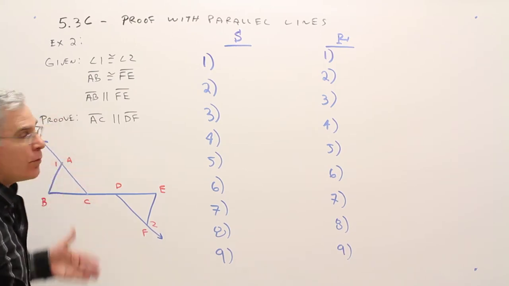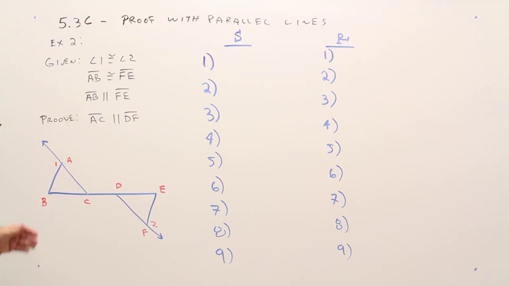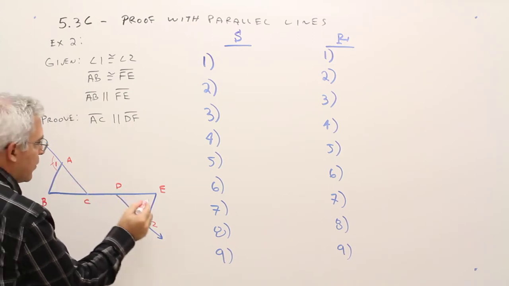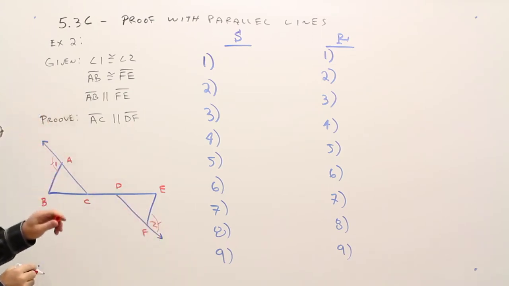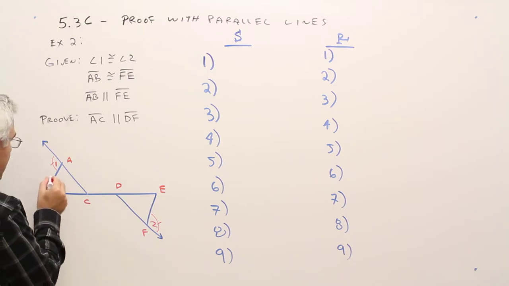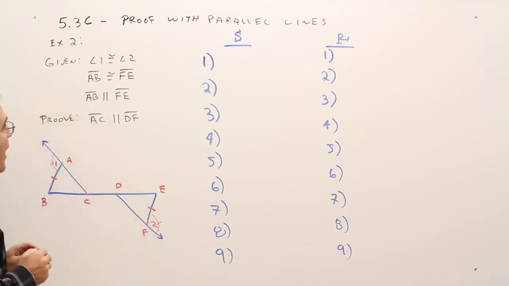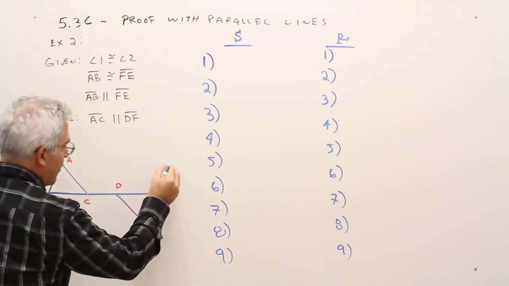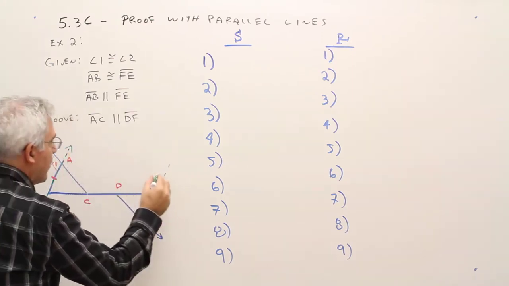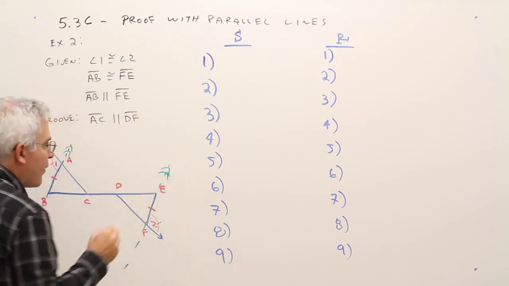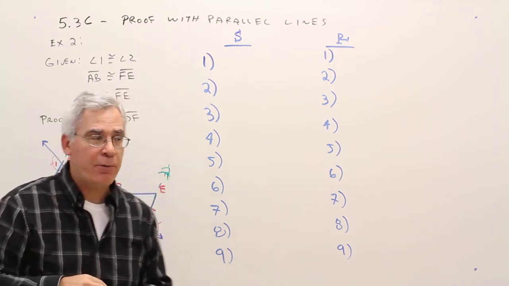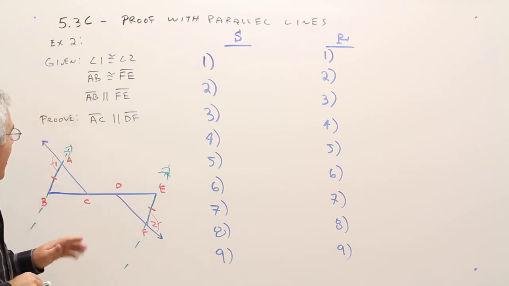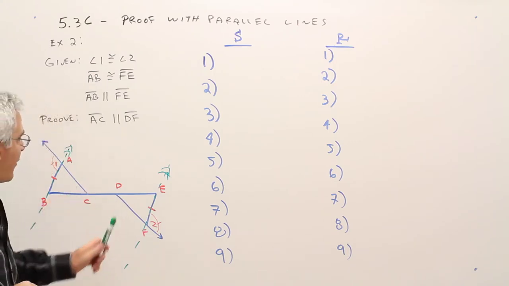So here's example 2. I'll mark up the diagram as we go. All right, so we're given angle 1 is congruent to angle 2. AB is congruent to FE. And AB is parallel to FE. Again, I will extend those. Sometimes I put double arrow ticks so you don't think it's an arrow for a line. All right, so that's what I'm given. I want to prove that AC is parallel to DF.